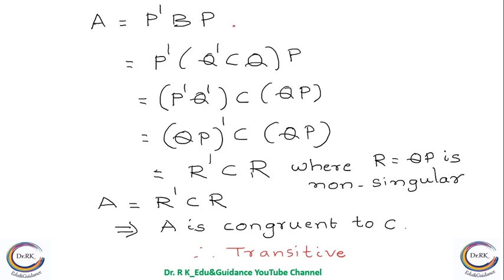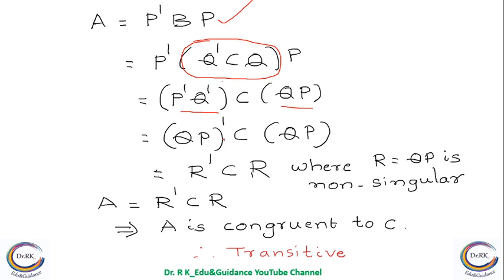From the first relation we got A equals P transpose BP. From the second relation, B is nothing but Q transpose CQ. So now we can write this as P transpose Q transpose C into QP. That is the simple associative property of matrices we used here. Now we know a simple relation in terms of matrices: AB whole transpose can be written as B transpose A transpose. I repeat, AB whole transpose can be written as B transpose A transpose.